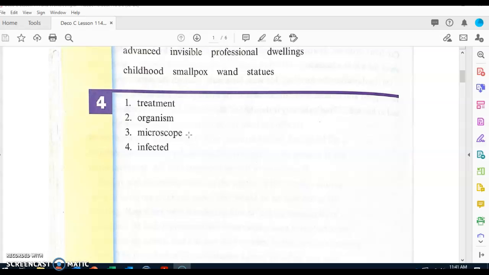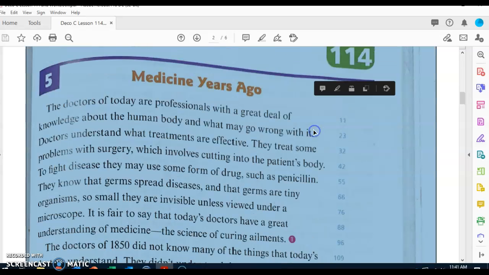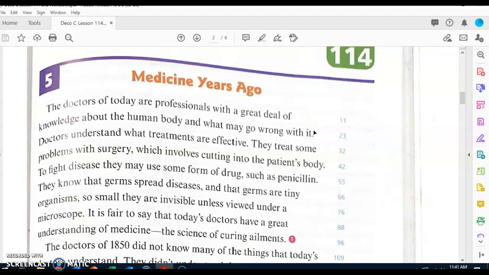Touch word number 4. What word? Infected. Infected means diseased. Everybody, what's another way of saying she had a diseased foot? Get ready. She had an infected foot. Now let's go ahead and begin with part 5. The title of the story is Medicine Years Ago.